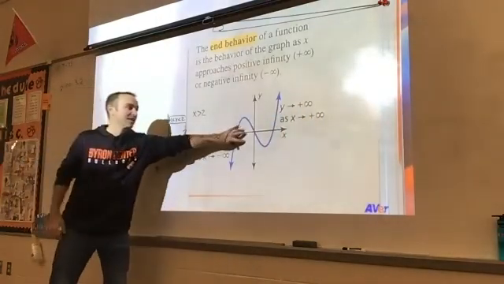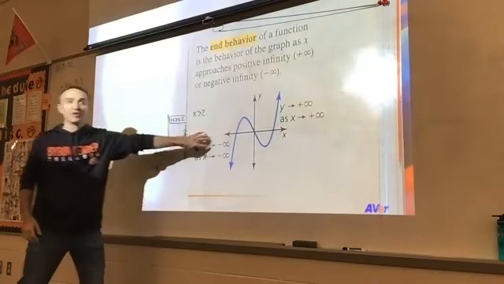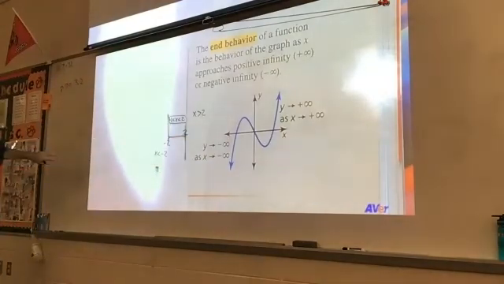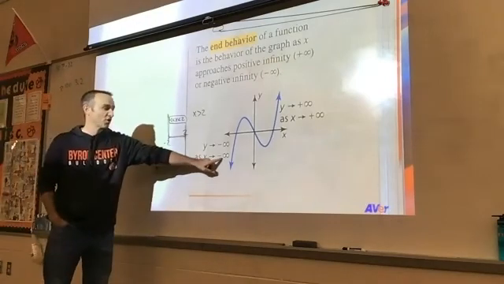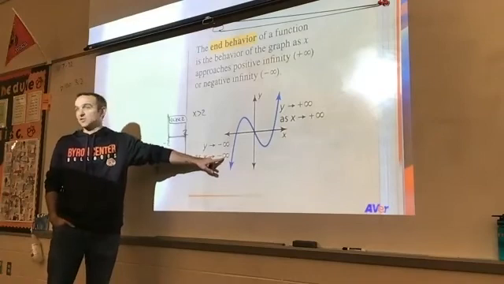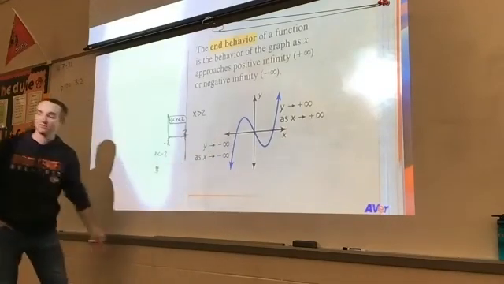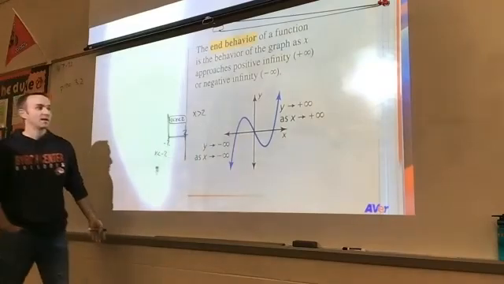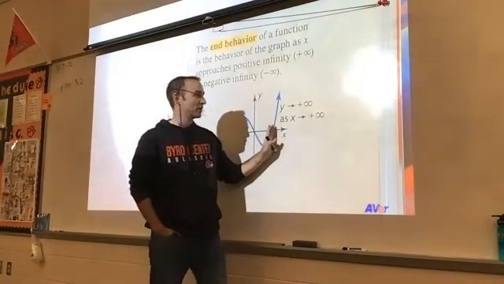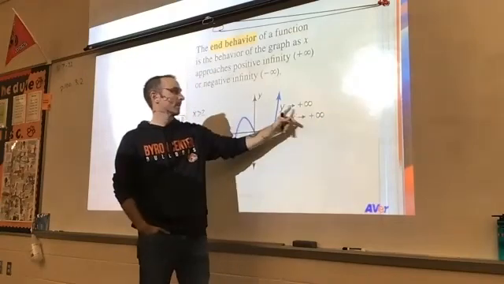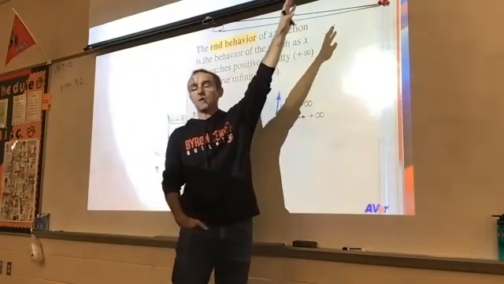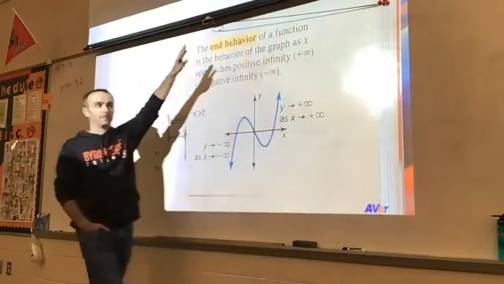When X goes negative forever, as we go left forever, what's happening to Y? It's getting lower, right? So as X goes negative forever, infinity is just forever, right? As X goes negative forever, Y also goes negative. As X gets positive forever, as we go right forever, our Y is going up forever. Our Y is getting positive forever.